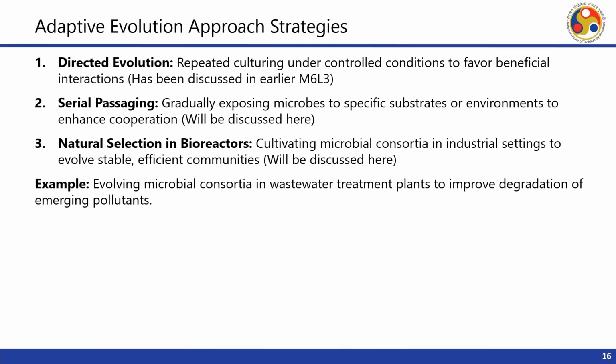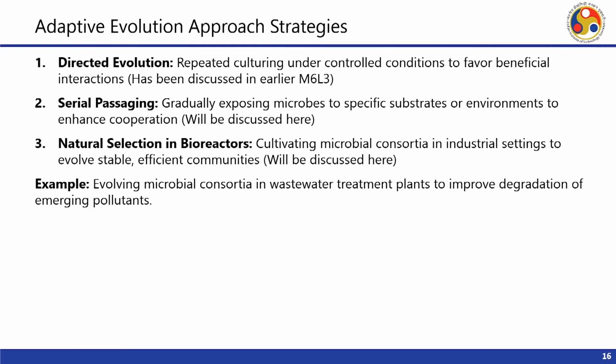Here, repeated culturing under controlled conditions favors beneficial interactions. This was discussed already in the earlier lecture. Then we again go for serial passaging, where we gradually expose microbes to specific substrates or environments to enhance cooperation. Then we go for natural selection in bioreactors, cultivating microbial consortia in an industrial setting to evolve stable, efficient communities.